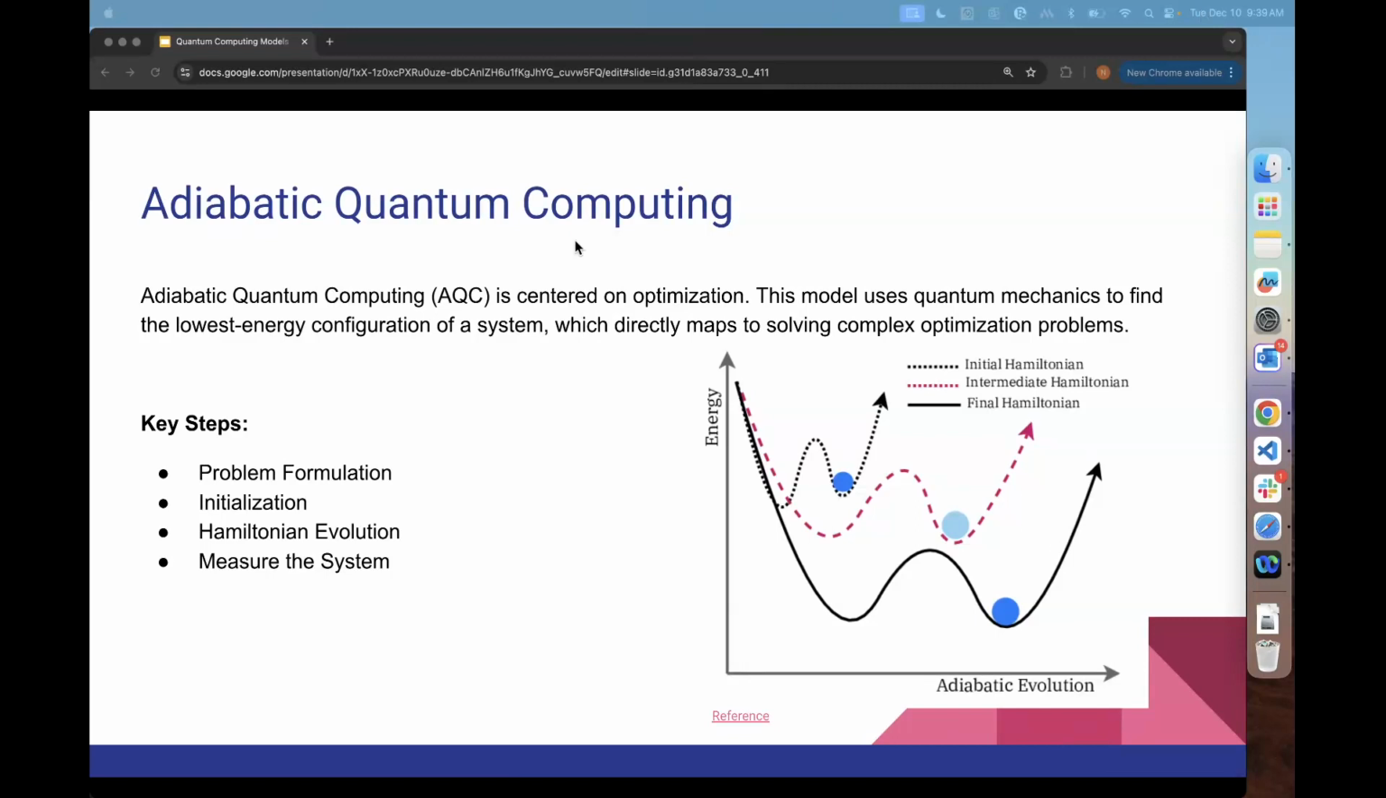So here, as you can see, when you have a Hamiltonian and you make subtle, small changes to this Hamiltonian, you eventually come to a state where the solution of that state is the problem that you are trying to solve. And we'll explore this in detail in the further steps.